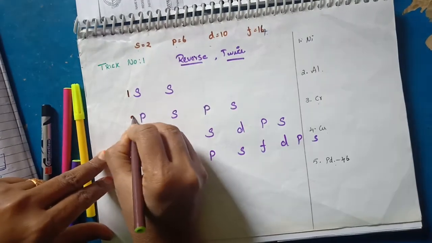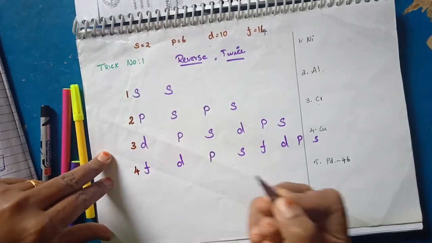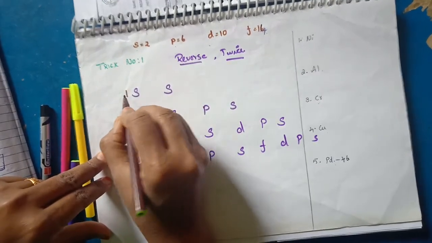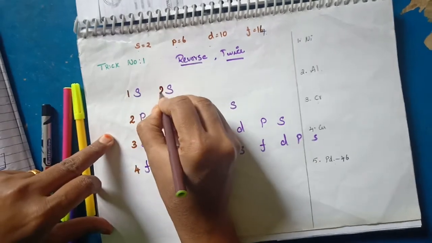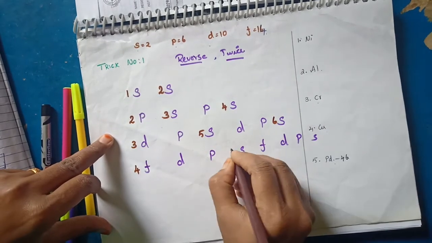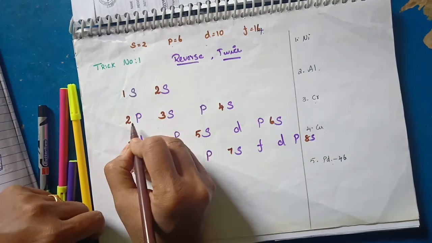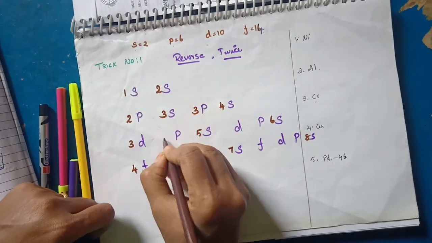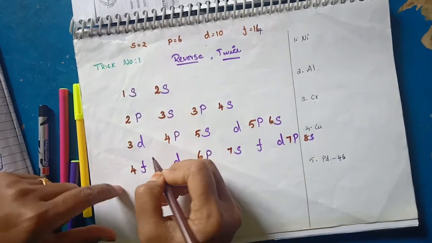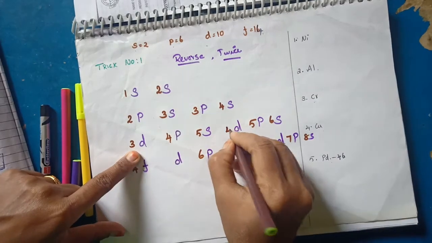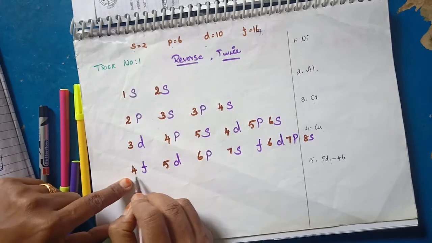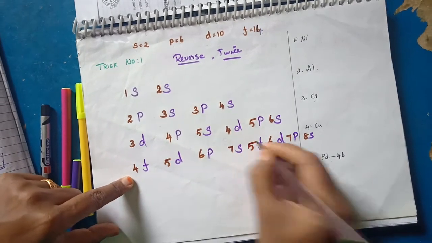See, 1, 2, 3, 4. Now the remaining s orbitals, you can fill by the successive numbers: 1, 2, 3, 4, 5, 6, 7, 8. The next one is p. Only 2 is there, so 3, 4, 5, 6, 7. Next one is d. See, 3d is there, then 4, 5, 6. Now see the f. 4f orbital is here, and the next one is 5f.